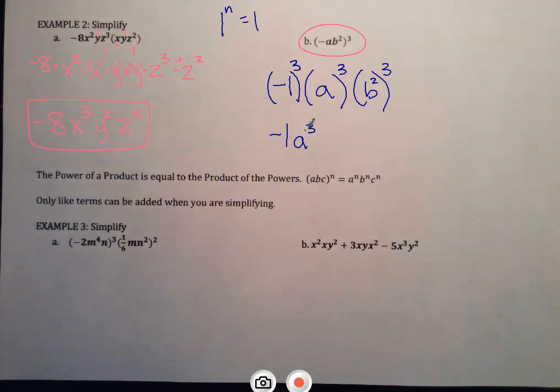Does anybody confirm that? Yeah. If you're just thinking, I got that, you're good. So it is b to the 6th. We have to multiply those together.